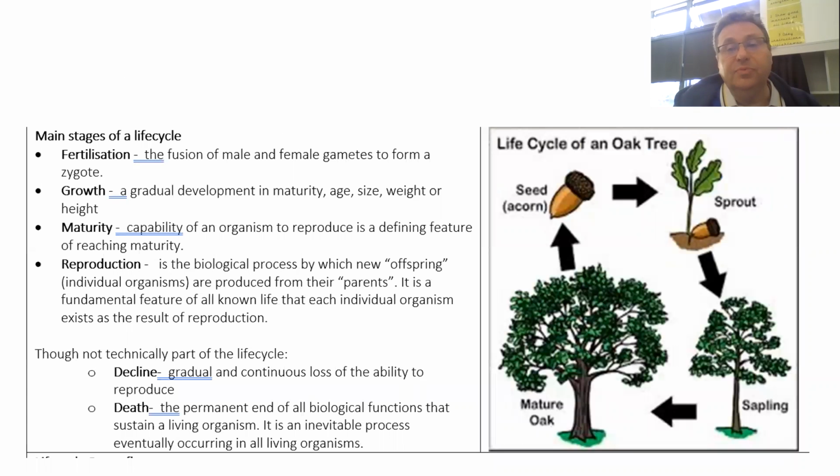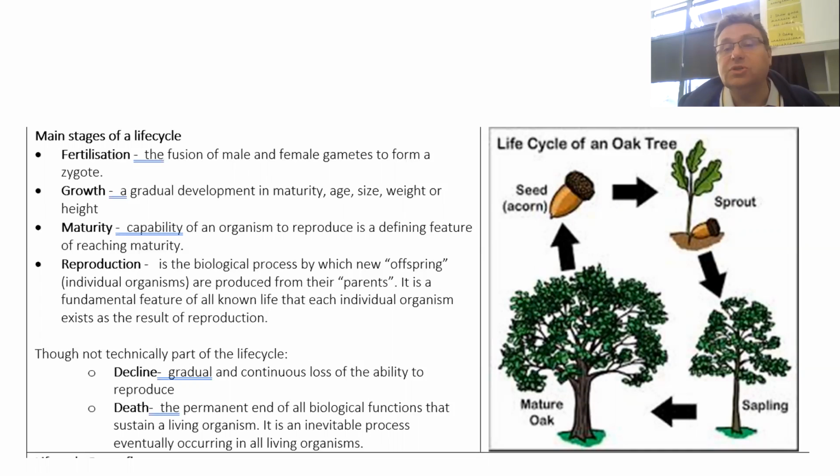So we know very well now that the life cycle of any living organism, any living thing, be it a bird, mammal, insect, amphibian, whatever, or even a plant, starts with fertilization, which is the fusion of male and female gametes. Once that stage has happened, we get growth, the gradual development in maturity, age, size, weight, height. Things tend to grow into their maturity, and they reach maturity when they reach the capability to reproduce.